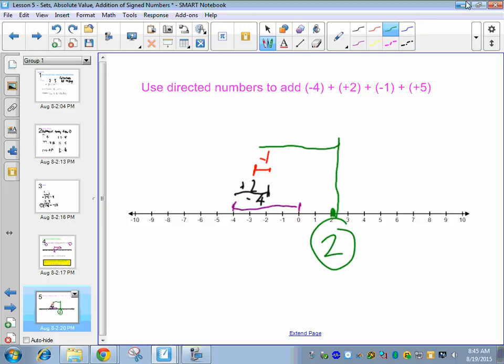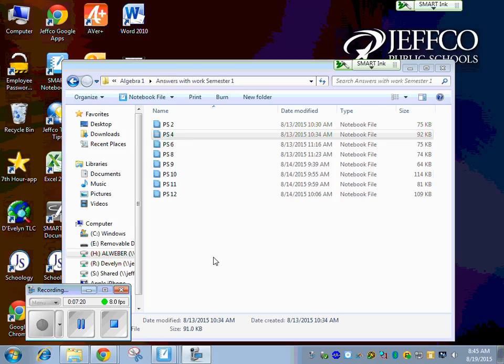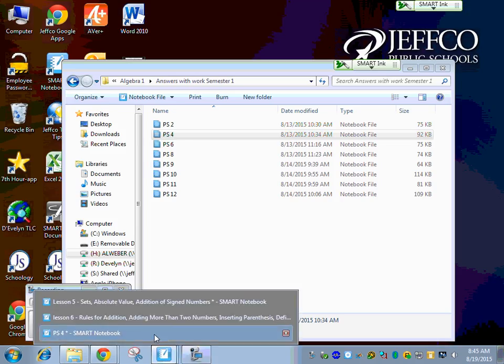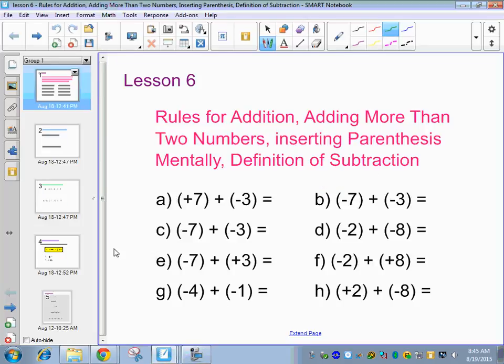And that is lesson 5. Yay. Now we're going to do lesson 6. If you guys want to start a new heading on your notes or whatever, this is now lesson 6. This is what this set you guys are going to do for homework tonight. Okay, so now we're going to do rules for addition, adding more than 2 numbers, inserting parentheses mentally, which we aren't going to really have you guys do because we think it's more complicated, and the definition of subtraction. So first we're just going to start with some basic problems.